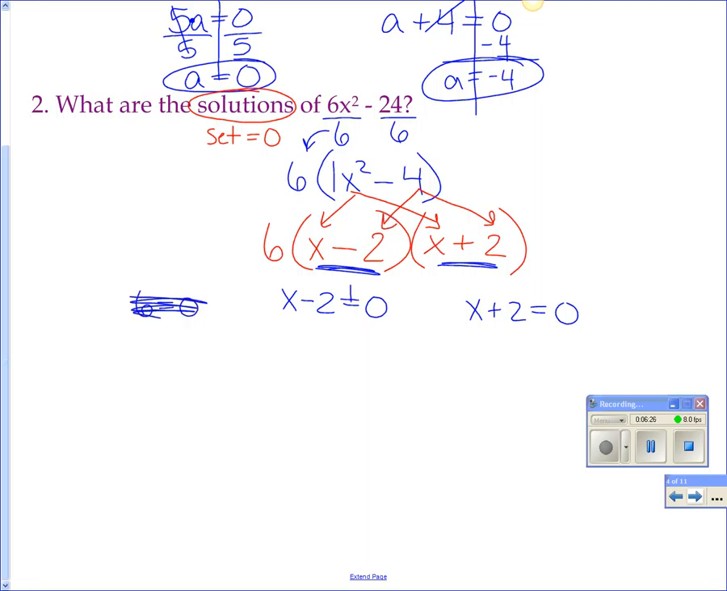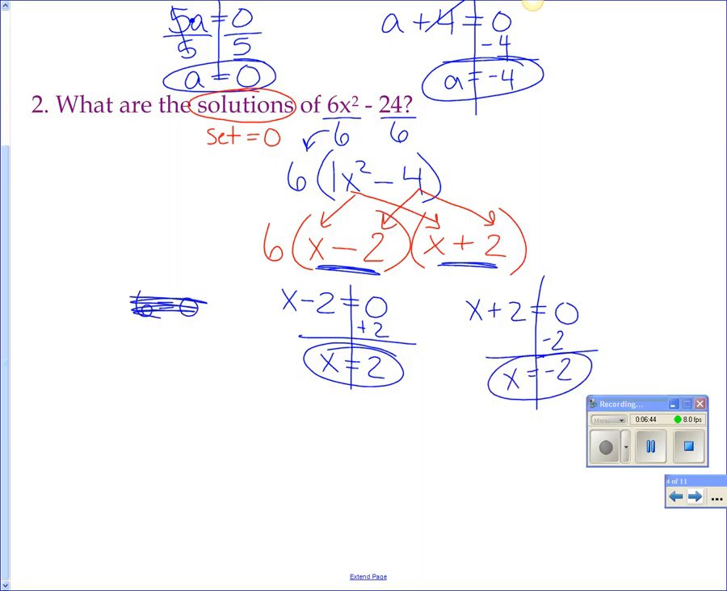All right, I'm going to draw my line. How do I get rid of minus 2? So x equals 2. Over here, I'll draw my line. How do I get rid of plus 2? Subtract 2. What's 0 minus 2? So x equals negative 2. Anybody need more time to write?